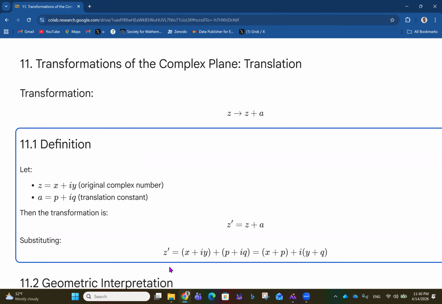And if you substitute, it means Z prime is Z, which is X plus iY, plus A, which is P plus iQ. So if you collect like terms, that's real and imaginary parts collected separately. So you have X plus P for the real part, and for the imaginary part, you have Y plus Q. So at the end of the day, Z prime is X plus P plus i times Y plus Q. So X has shifted by P to the right, and Y has shifted by a factor Q up.